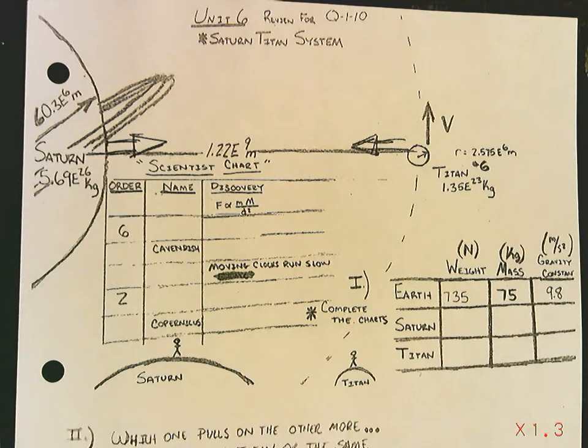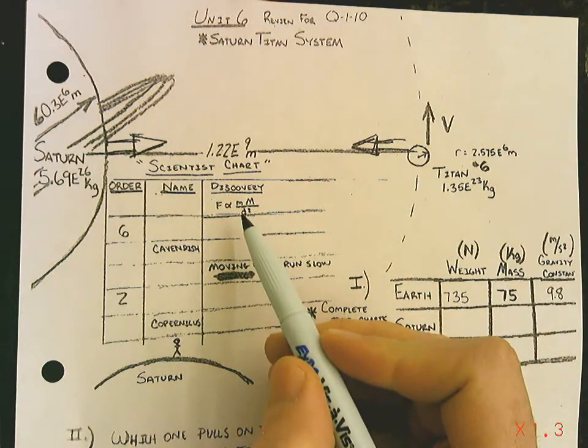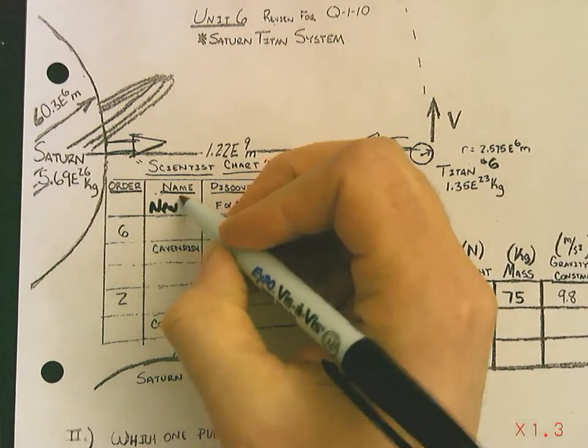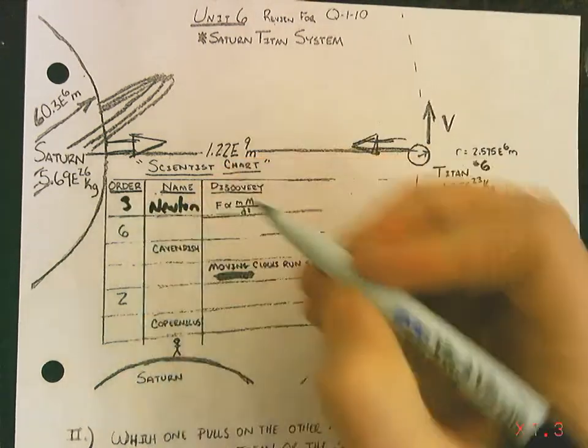Alright, we got our review for Q110. This is a Saturn Titan system. We'll begin with the scientist chart. So remember, I've mixed up the order and I've given you one thing in each row. So if we look here, we see the inverse square relationship. That name would be Newton, and he would be number 3.